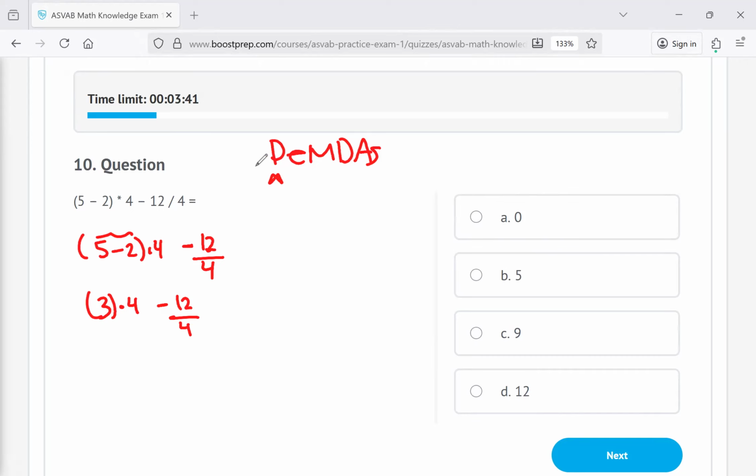So once we do our parentheses, start PEMDAS all over again. Do we have an exponent? No. Do we have a multiplication? Yes. Our multiplication is 3 times 4, which is 12. Then bring down what you haven't done.